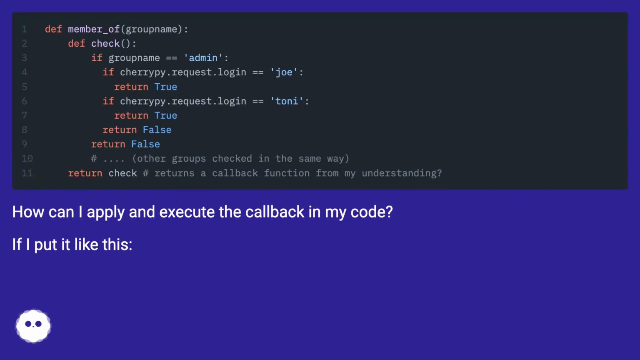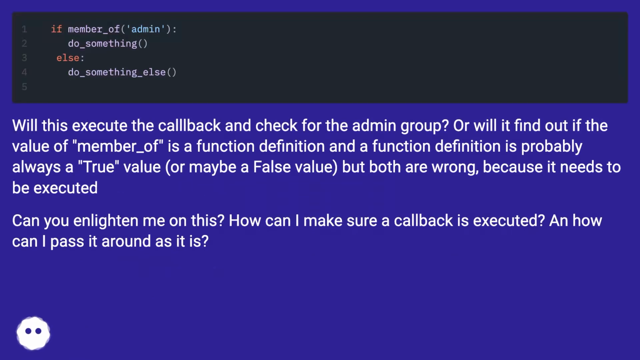If I put it like this, will this execute the callback and check for the admin group? Or will it find out if the value of member_of is a function definition, and a function definition is probably always a true value, or maybe a false value, but both are wrong, because it needs to be executed. Can you enlighten me on this?